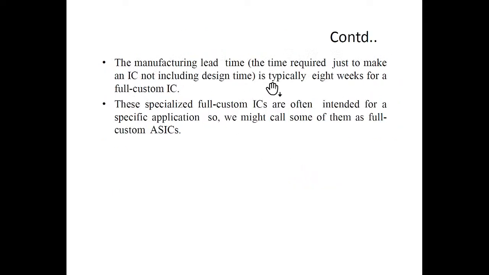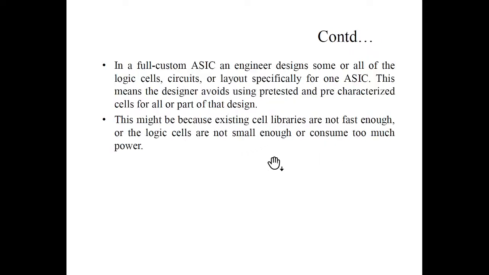The manufacturing lead time is typically 8 weeks for a full custom integrated circuit. It means that for making any fully custom application specific integrated circuit, a designer needs approximately 2 months for complete manufacturing. These fully custom integrated circuits are often intended for a specific application. We already discussed this term before, so we might call some of them a full custom ASIC.